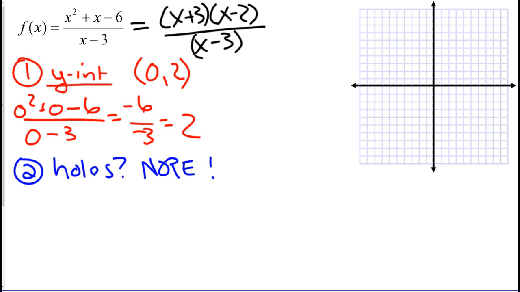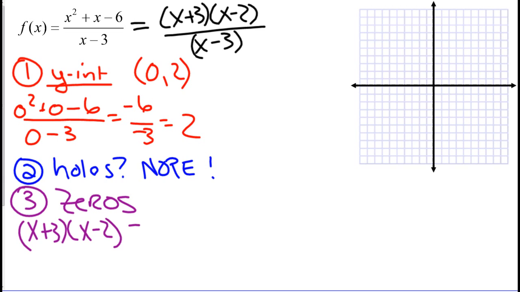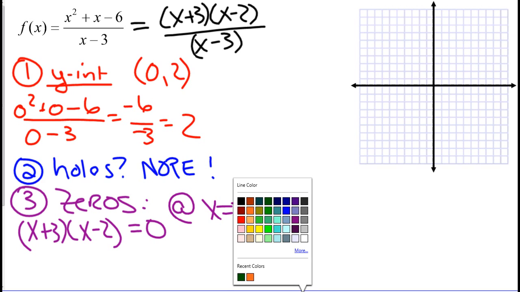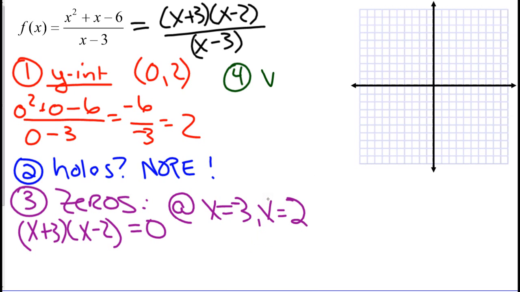Number 3, we had to do zeros. I just take my numerator, set it equal to 0. I have an x plus 3 times an x minus 2, set equal to 0. So ultimately, I have zeros at x equals a negative 3 and x equals a positive 2. So I'm definitely going to have zeros to graph.